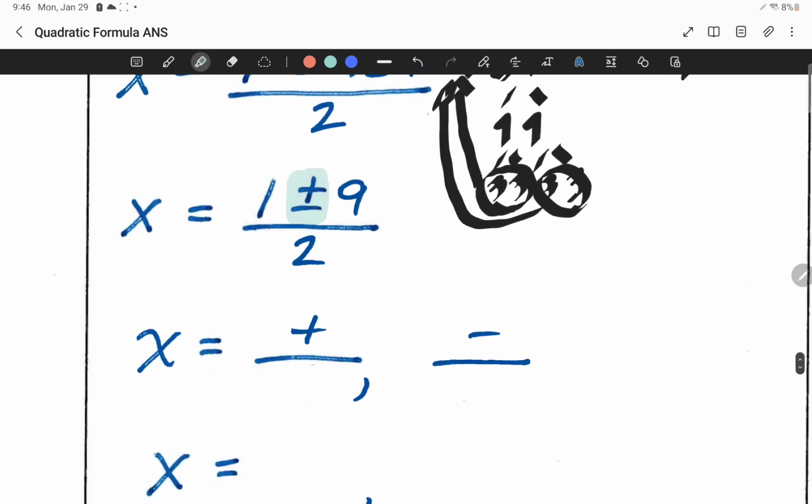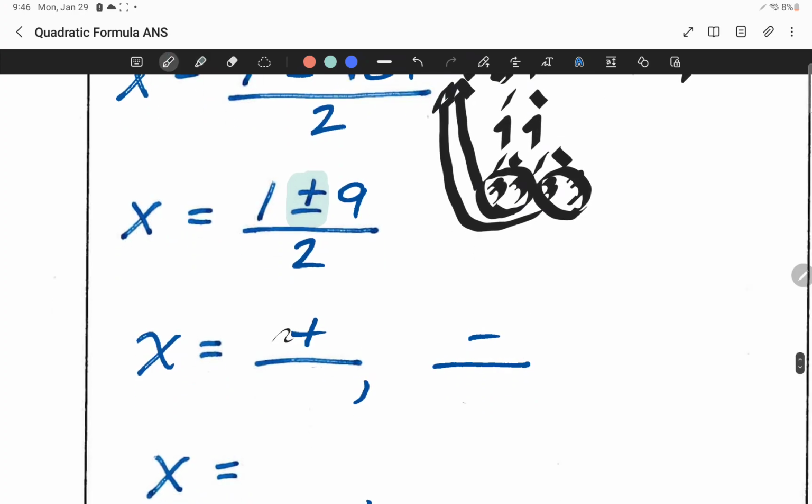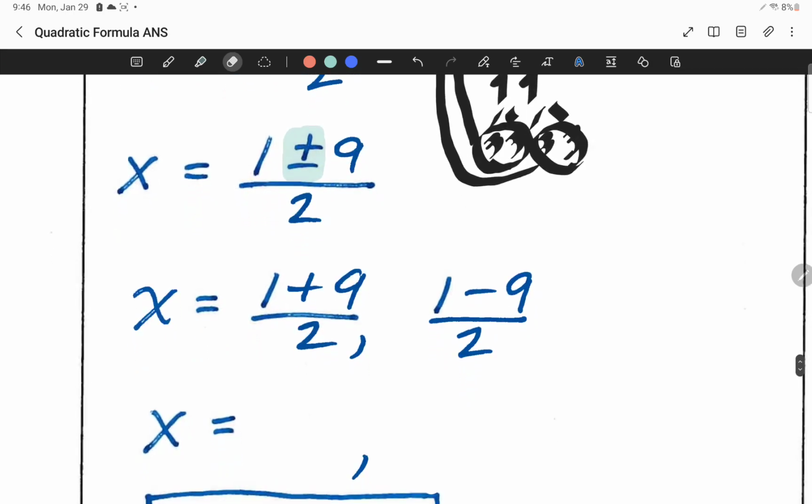In one case, I'm going to have 1 plus 9 divided by 2. And in the other scenario, I'm going to have 1 minus 9 divided by 2. Okay? That's going to give me two completely different answers, right? So let's do the first one. 1 plus 9 gives me 10 over 2, right?